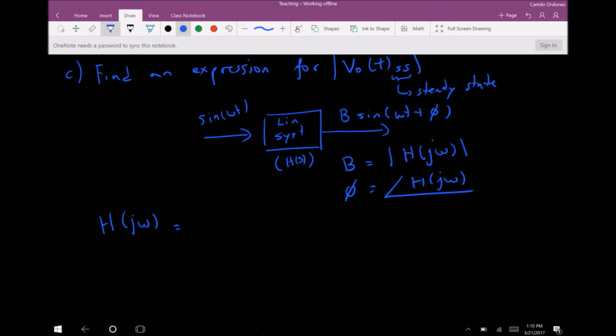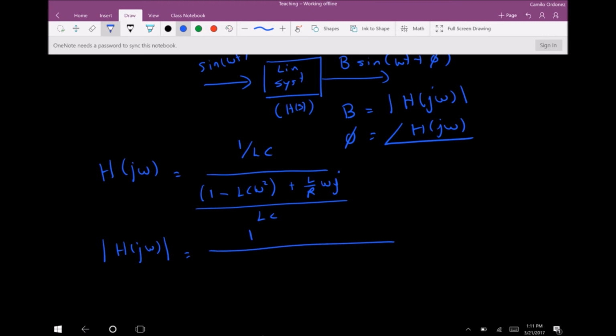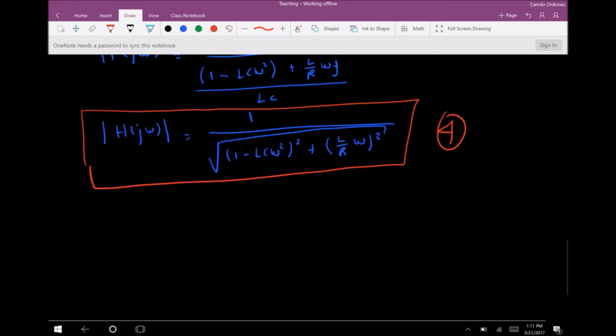So we need to find H of j omega first. We already have H of S, so it's just a matter of replacing S by j omega. All right, and then this is just two complex numbers, so we can compute its magnitude. And that's the answer to the question.